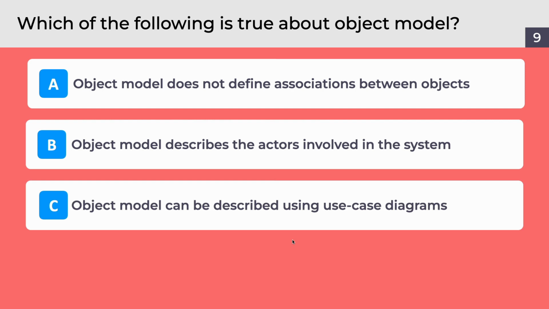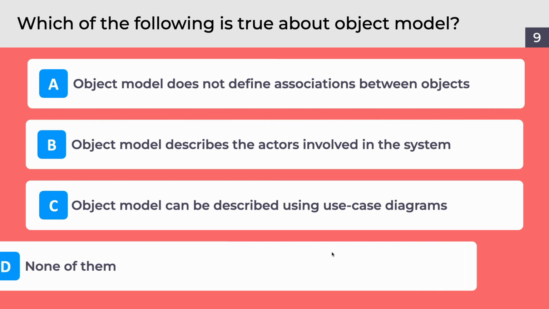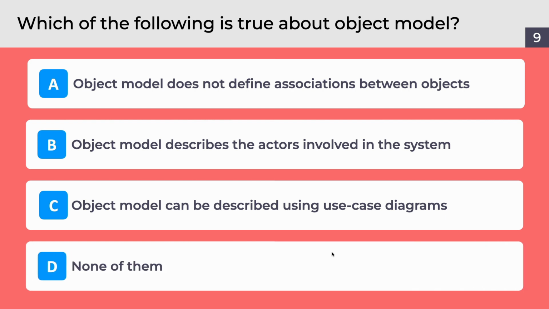Option C, object model can be described using use case diagram. This is not correct because use cases are used to describe functional model. And option D, none of them. So which of the following is not true? So I think none of them is true. So I'll go with option D. Cool. Let's move on to the next one.